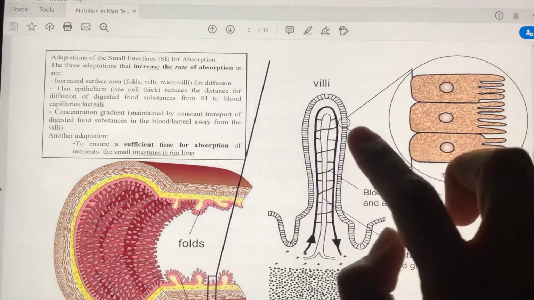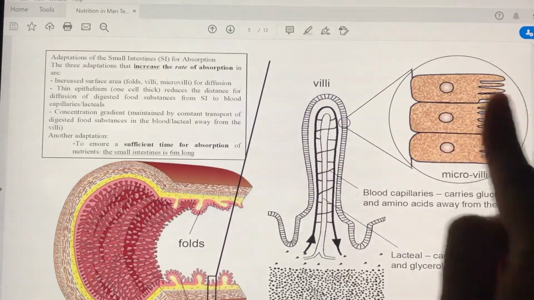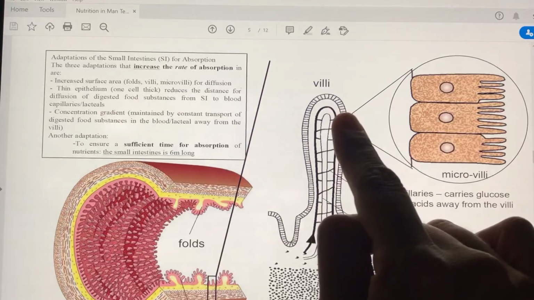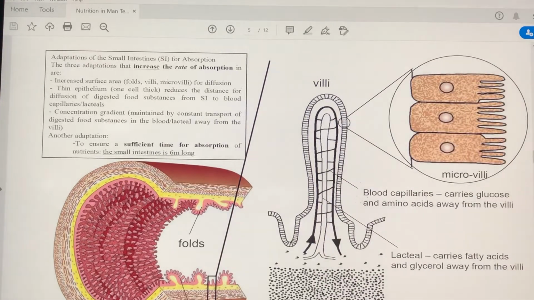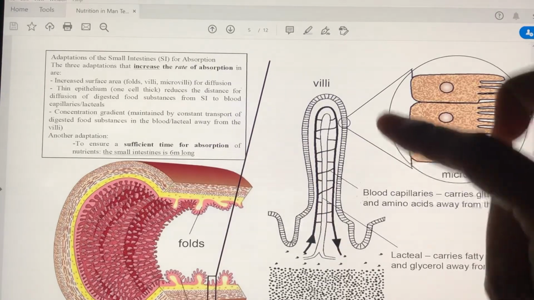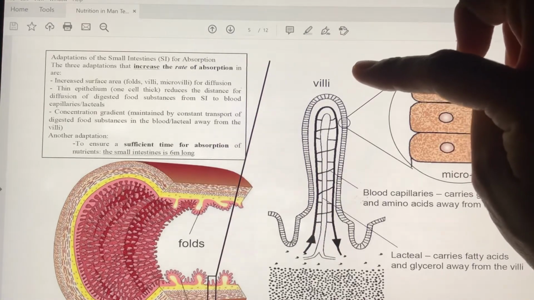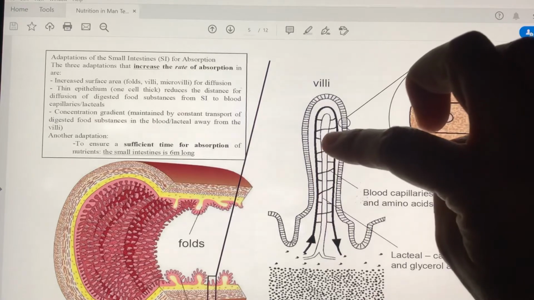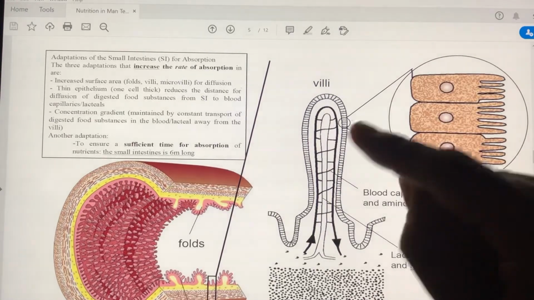The thin epithelium is one cell thick, and when you say one cell thick, it means if I look at here, it's made up of one cell thickness. This reduces the diffusion distance from the small intestine, which is in this portion where my finger is pointing, to the blood capillaries. There's also a concentration gradient.